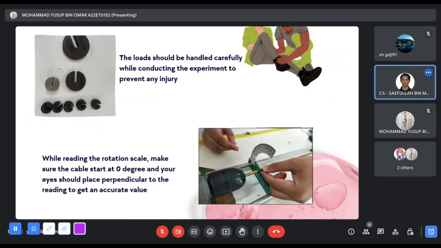Next. So these are the loads that we handle in our experiment. We need to make sure that we handle them carefully while conducting the experiment to prevent any injury. And while reading the rotation scale, make sure the cable is at 0 degree and your eye should be placed perpendicular to the reading to get an accurate value.